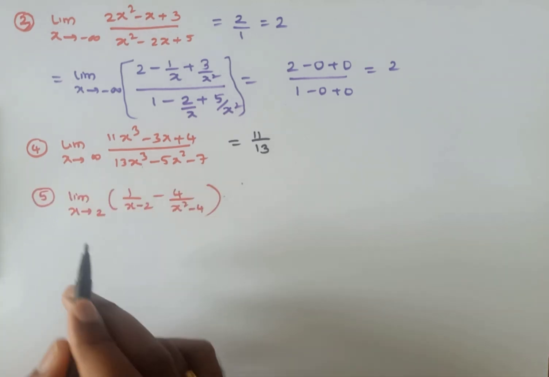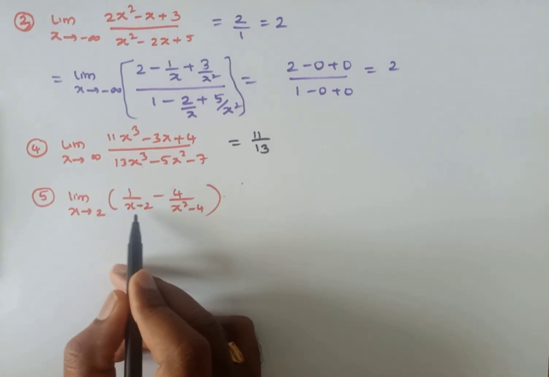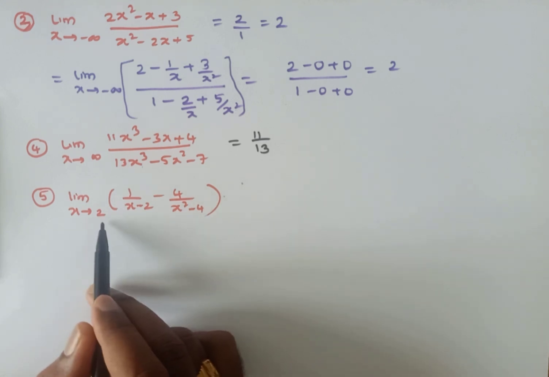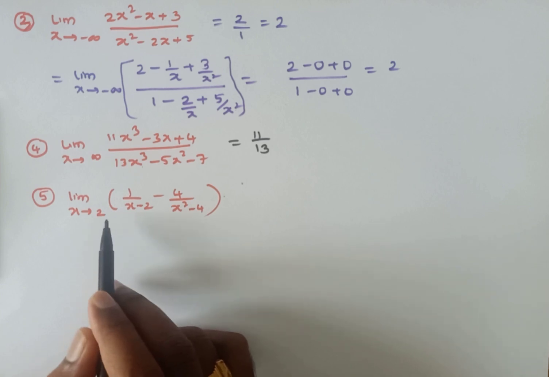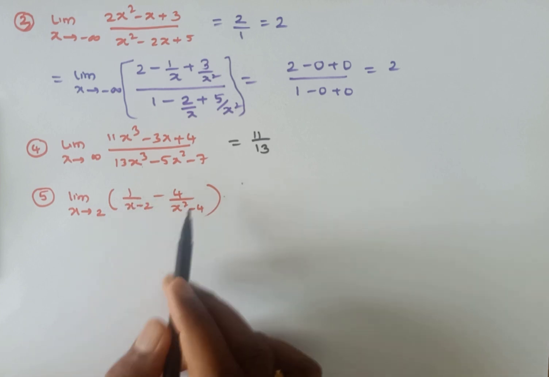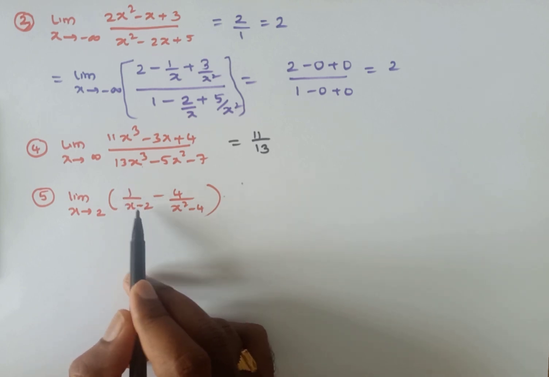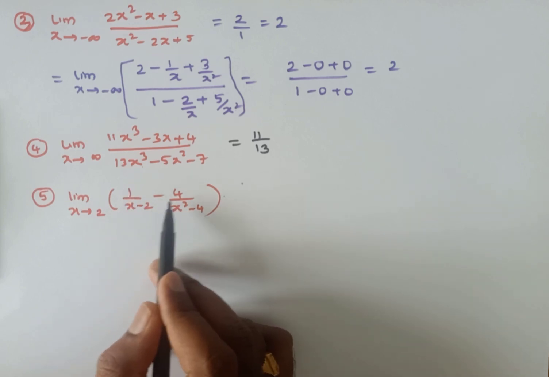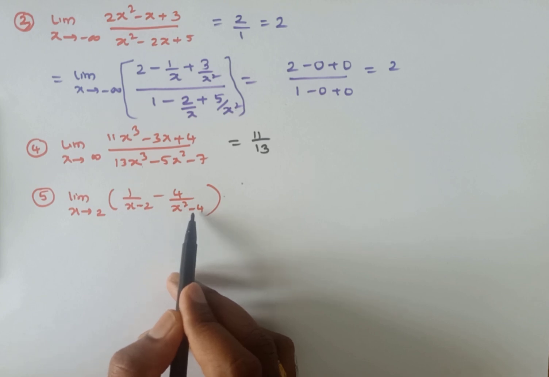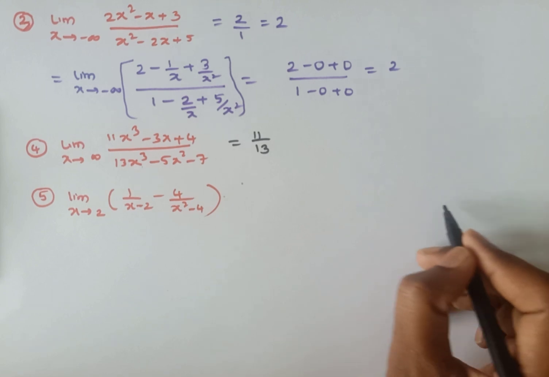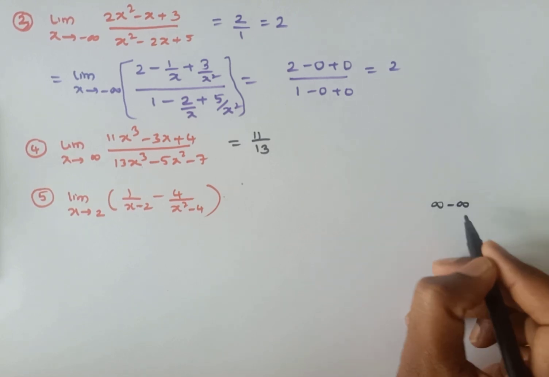Next, the fifth one: limit x tends to 2 of 1/(x minus 2) minus 4/(x square minus 4). As x goes to 2, it is a finite limit. So apply the limit directly, then what happens? It is 1/(2 minus 2), that is 1/0, which is infinity, minus 4/(4 minus 4), again infinity. So the answer is infinity minus infinity, not 0.